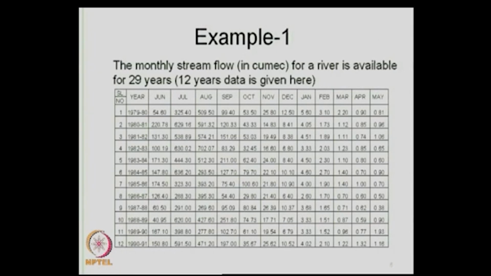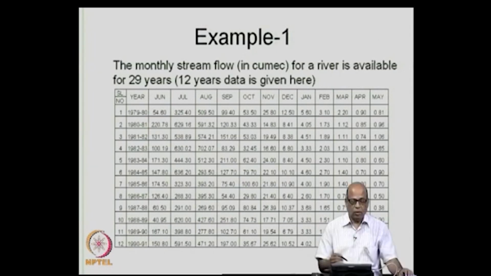We will consider an example now. We have streamflows at a particular river for 29 years. We have shown 12 years of data here. Like this we have the data for 29 years. The data is like this: June, July, etcetera, up to May, from 1979-80 and goes on for 29 years.